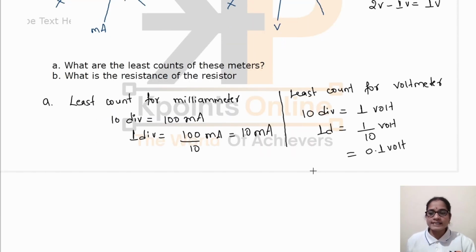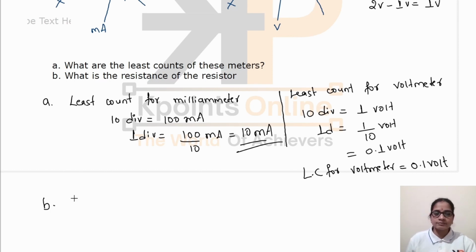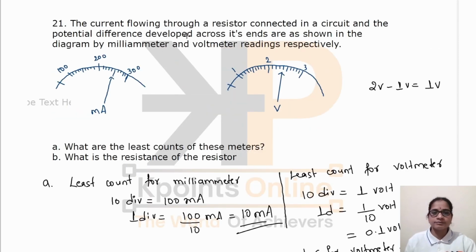So the least count for voltmeter is equal to 0.1 volt. And for ammeter, the least count is 10 milliampere. Now they have asked again to find out the resistance of the resistor. Let's see here. We have the potential difference and current shown in these diagrams.